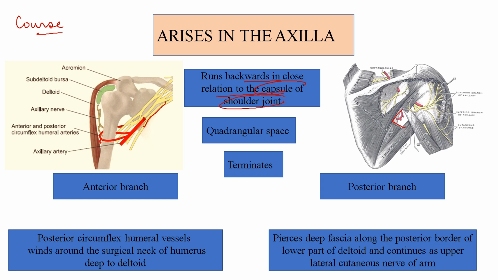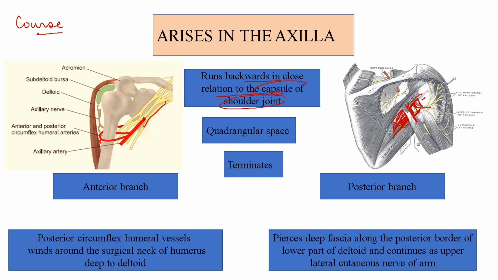Then it passes through this quadrangular space. You can see here there is a quadrangular space over here. Teres minor, teres major, surgical neck of humerus, and the long head of triceps. In between these four structures, you can see the axillary nerve coming out through this quadrangular space. This is the upper triangular space. You can see the cut section of the teres minor muscle. Here you can see the quadrangular space that is bounded by the teres minor, teres major, long head of triceps, and the surgical neck of humerus bone. From this quadrangular space, the axillary nerve is coming posteriorly.